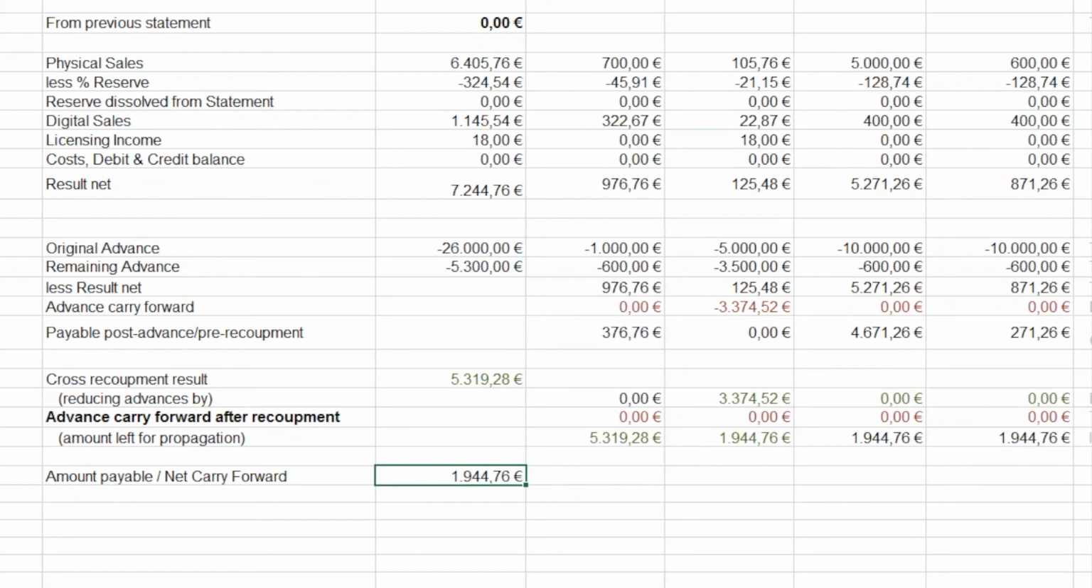This is not an ALV decision, this is a user's decision, and he exercises his choice by selecting archiving with Übertrag, so with carry forward, or archiving without carry forward, meaning the money is being paid out to the artist.